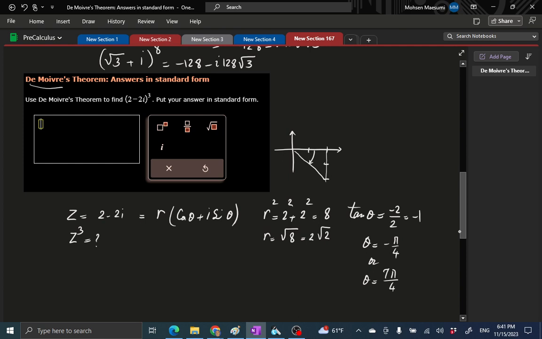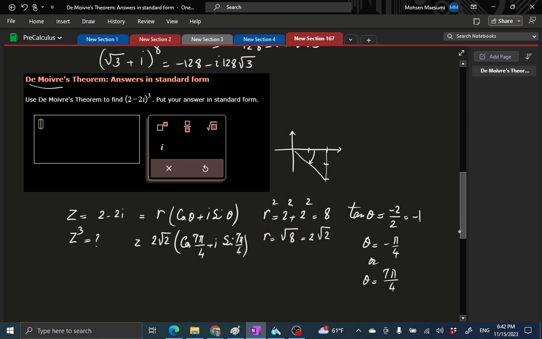Before we calculate z cubed, we want to figure out that this is 2 radical 2 times cosine of... Again, it's your choice. Previously the software was insisting that the angle be between 0 and 2 pi. Let's go with that. It's just as legitimate to use this, and the numbers are going to be a bit smaller for us.